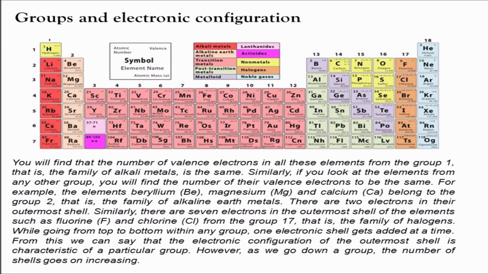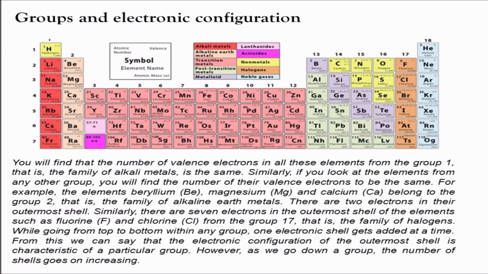For example, the elements beryllium, magnesium, calcium belong to the second group. That is the family of alkaline earth metals. How many electrons will be in the outermost shell? There are 2 electrons. Since they have got 2 electrons in the outermost shell, they belong to group number 2. Isn't it fantastic? It is the same way when you take halogens: we have fluorine, chlorine. They come under group 17. That is the family of halogens.